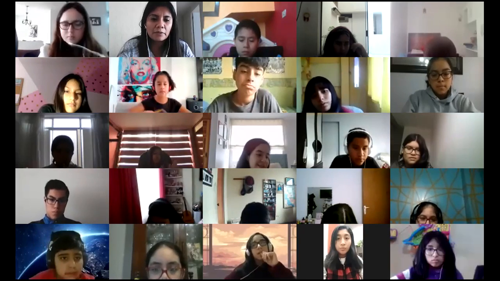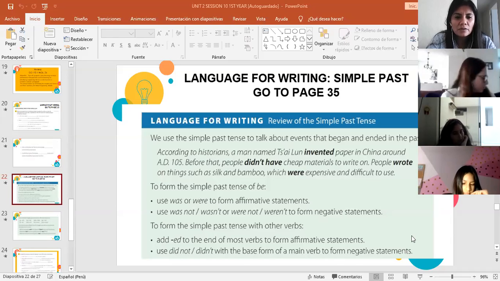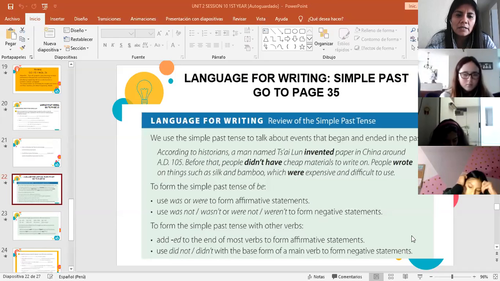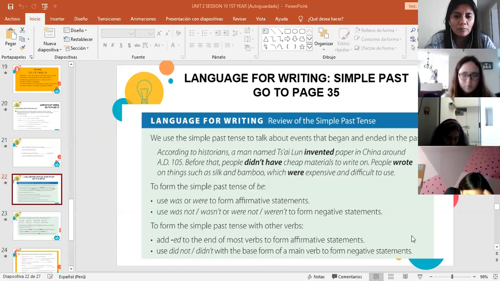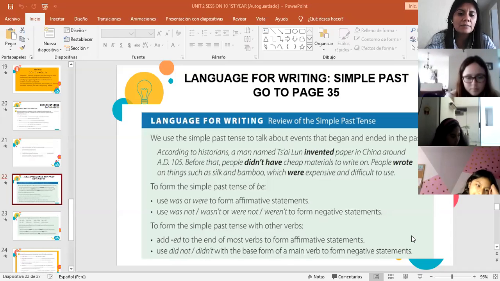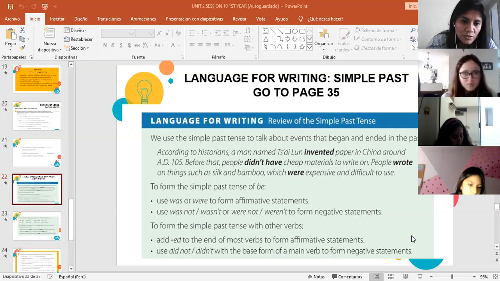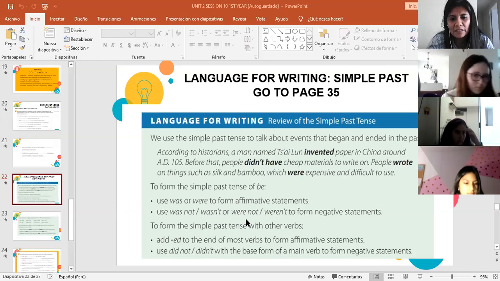In order to select, in a brief summary, what is the idea of the simple past? Here we use the simple past to talk about events that began and ended in the past. According to the historians, a man named Tsai Lun invented paper in China around AD 105. Before that, people didn't have cheap materials to write on. People wrote on things such as silk and bamboo, which were expensive and difficult to use. To form the simple past of the verb to be, we use was or were, wasn't or weren't. This is something you have to keep in mind in your affirmative and negative for the verb to be.